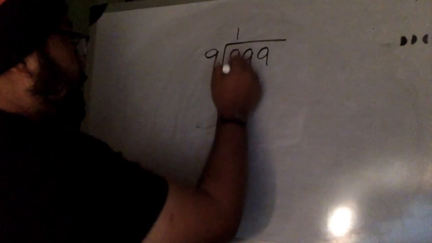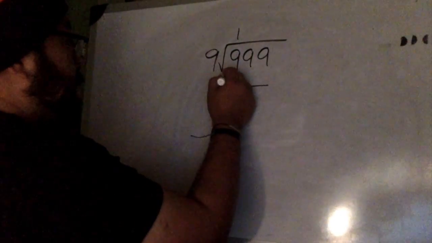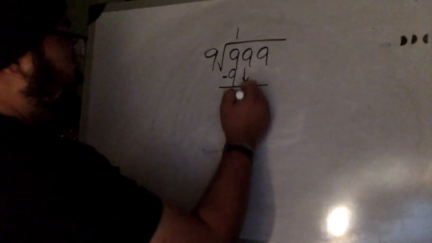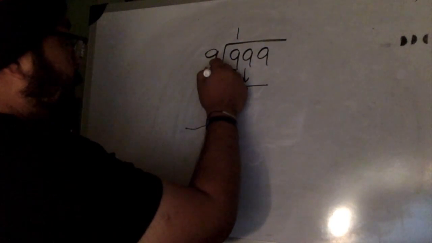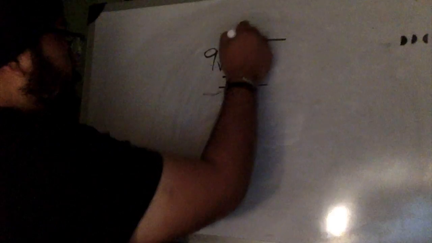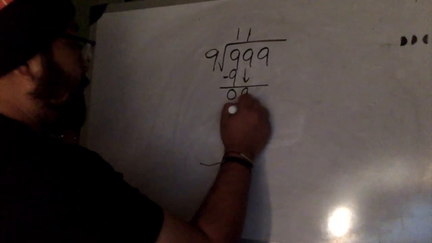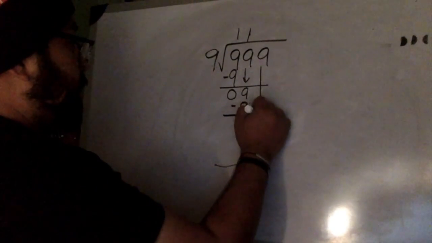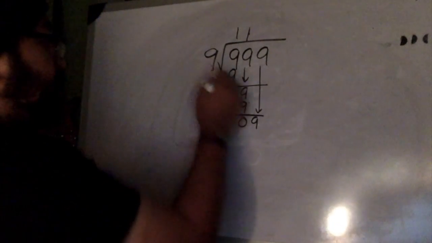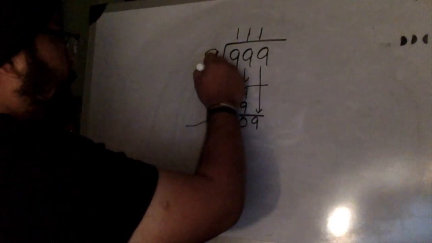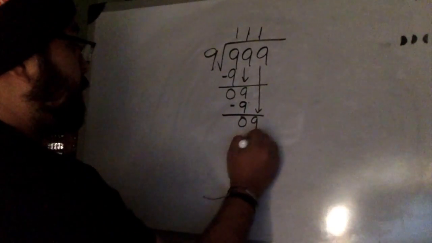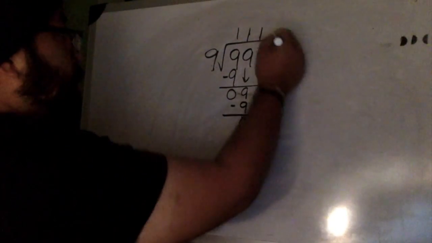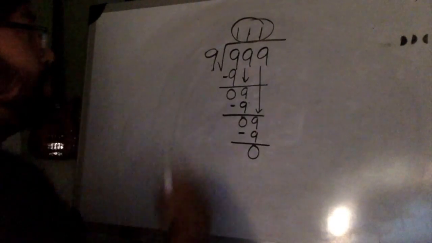9 times 1 is 9. 9 minus 9 is 0. Drop the 9. Then we have 9 into 9 equals 1. 9 times 1 equals 9. 9 minus 9 equals 0. Drop the 9. 9 goes into 9 one time because 9 times 1 equals 9. 9 minus 9 equals 0. Any more numbers to drop? Nothing. So we have 111 with no remainder. And there's our answer.